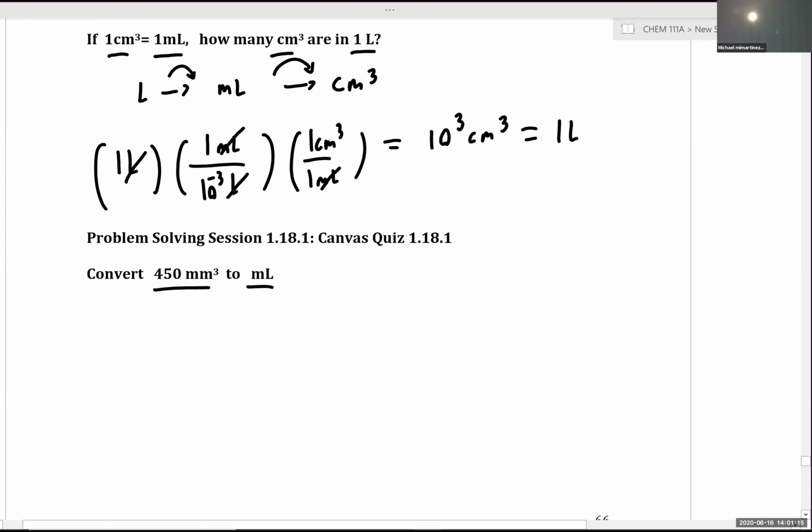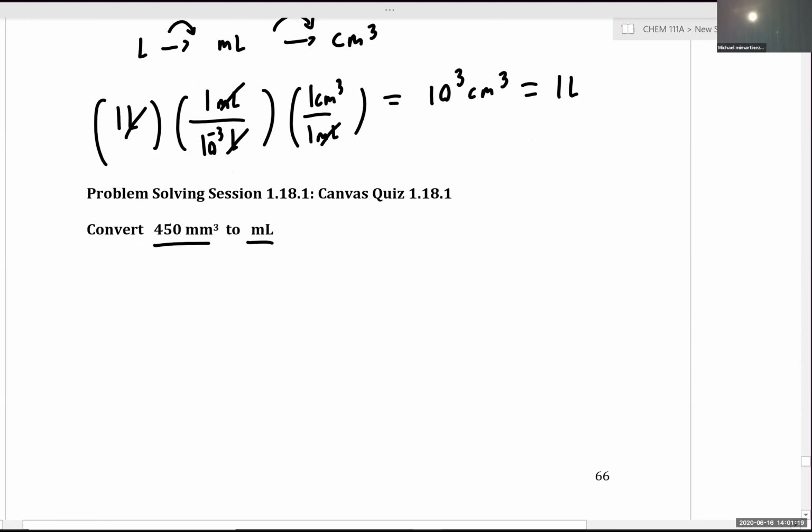So let's discuss at this time, just to provide everyone a little bit of clarity. So we have 450 millimeters cubed, okay? We're trying to go from millimeters cubed to milliliters. And this one requires a few steps. So how are we going to get to milliliters? What unit do we know can get us to milliliters?